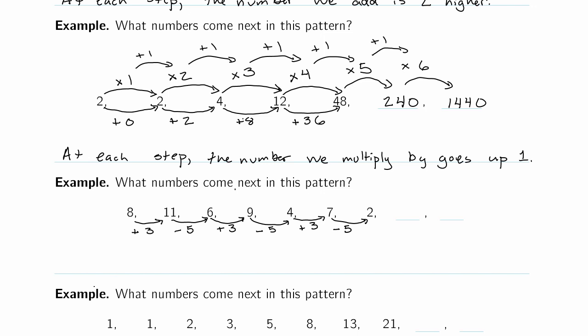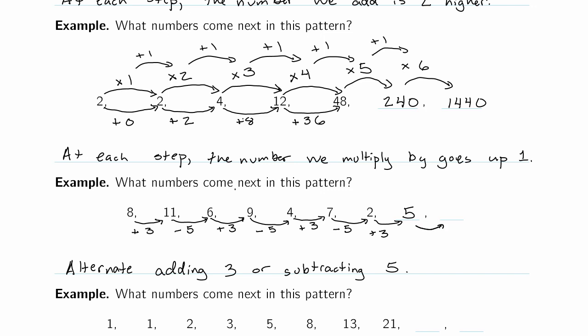I think we've spotted the pattern, right? We add 3 and then subtract 5. To get the next two numbers, well, we'll add 3. 2 plus 3 is 5. And then we'll subtract 5. 5 minus 5 is 0. If we went another round, we would get some negative numbers, but that's okay. There's no rule that says we can't have negative numbers.